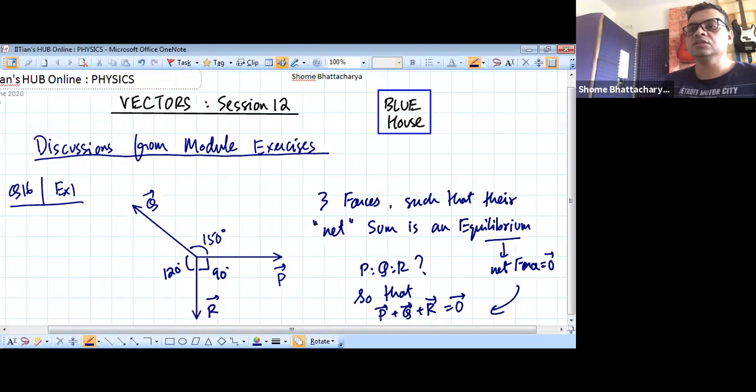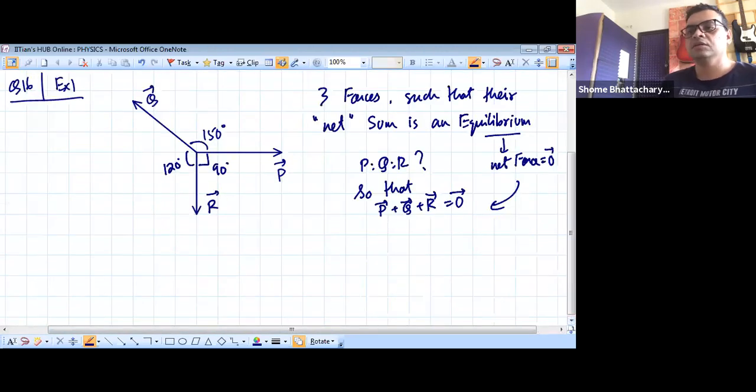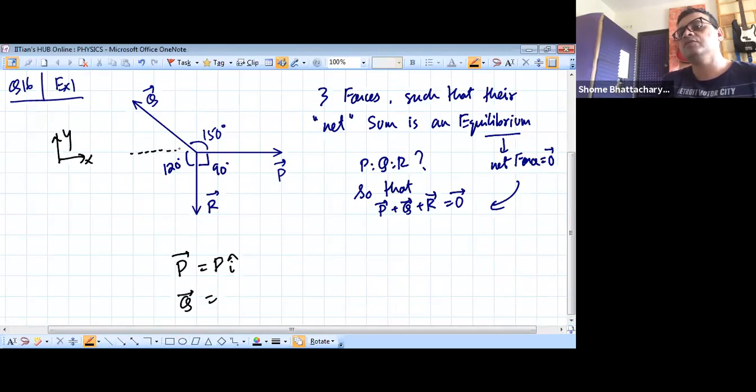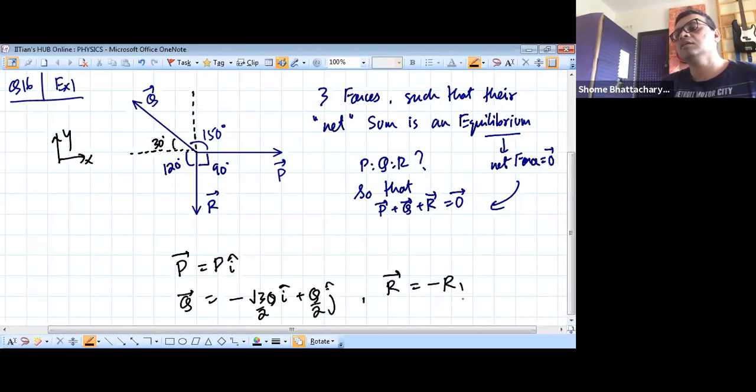Okay. So the easiest way to do this, since this is a 90-degree angle, is to use component algebra. You take this direction as your x-axis and this direction as your y-axis. So you can then represent the vector P as some unknown times I cap, but the vector Q similarly will become, it's making an angle of 150 degrees with your x-axis. So this angle is 30. Okay. So Q will become minus root 3 by 2 Q I cap plus Q by 2 J cap. And similarly, your vector R will become minus R J cap.